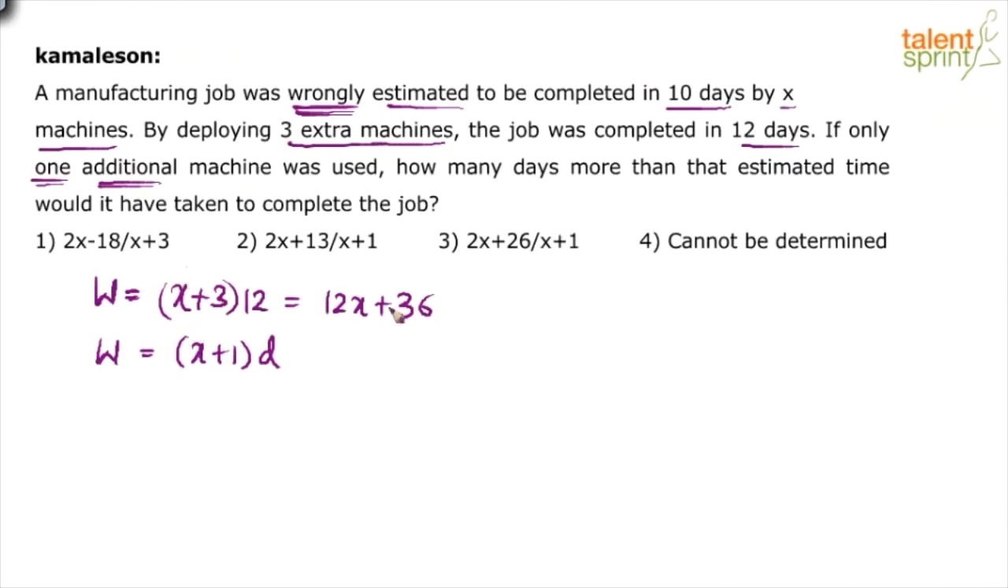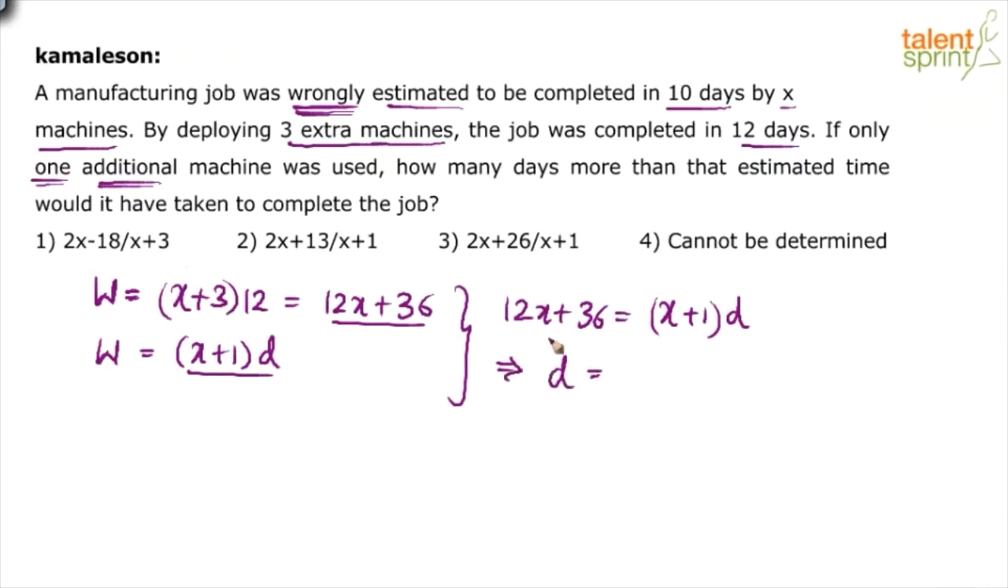Now the point is, 12x plus 36 represents the total work. X plus 1 into D also represents the total work. So from these two, we can conclude that 12x plus 36 is equal to X plus 1 into D. Or we can say the number of days required when only one machine is being used will be 12x plus 36 divided by X plus 1. Remember, this is number of days. What we have calculated here is the total number of days.